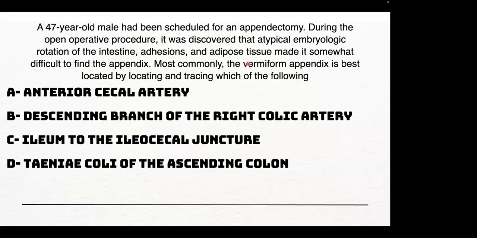A 47-year-old male was scheduled for an appendectomy. During the open operative procedure, it was discovered that an atypical embryologic rotation of the intestine, adhesions, and adipose tissue made locating the appendix somewhat difficult. Most commonly, the vermiform appendix is best located by locating and tracing which of the following? I know the question is filled with medical jargon, but this is what matters to us. And yeah, it is D.